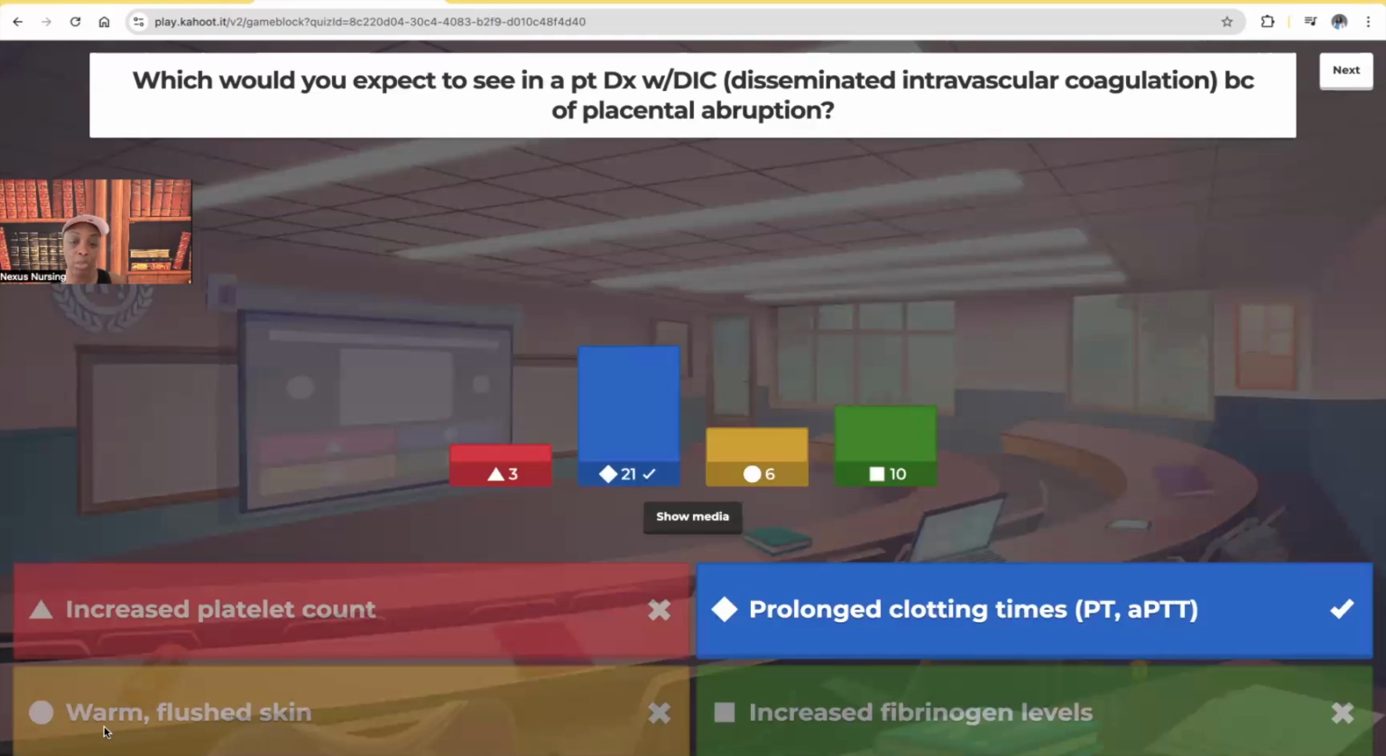So the only correct answer here is increased clotting times. Why? Because the patient's bleeding.